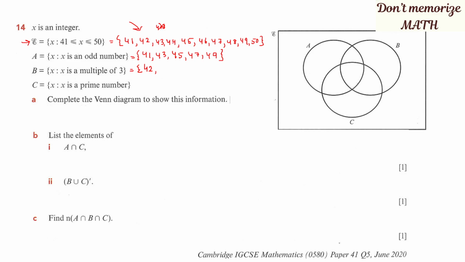4 plus 4, 8. 8 is not a multiple of 3. 4 plus 5, it is 9, right? So 9 is a multiple of 3. 4 plus 6, 10. No. 4 plus 7, 11. 4 plus 8 is 12. So 48, 49 no, 50 no. So close the bracket. So you will get 42, 45 and 48. Okay. Next, C, prime numbers.